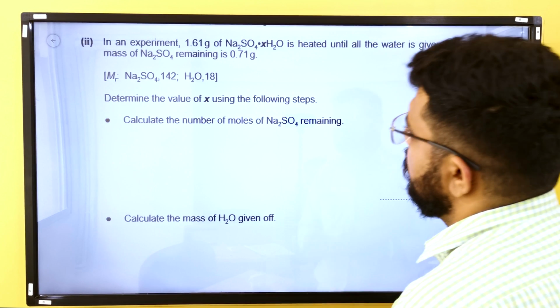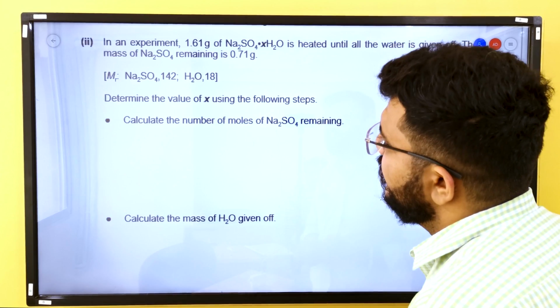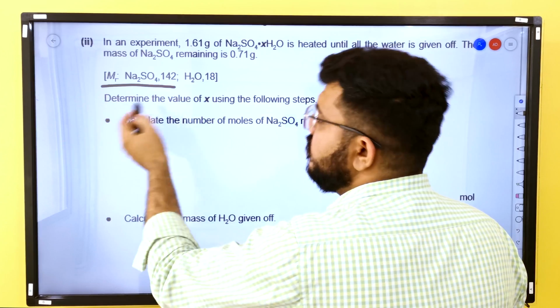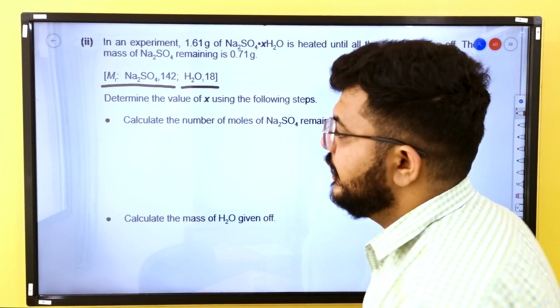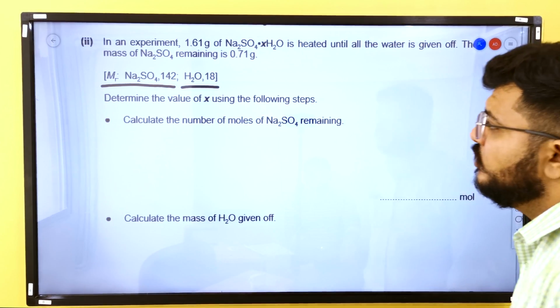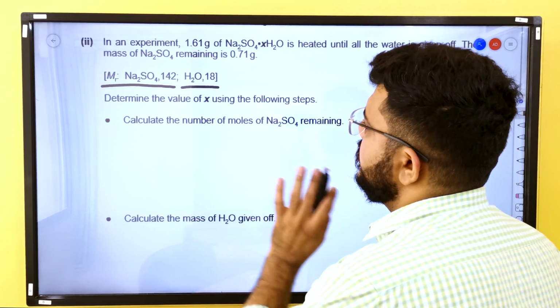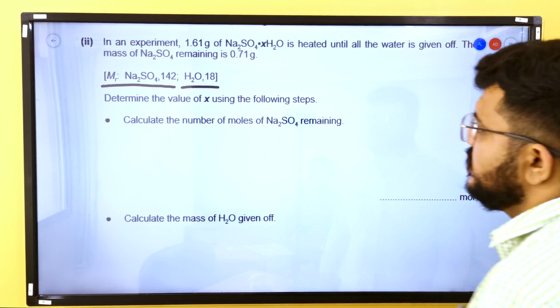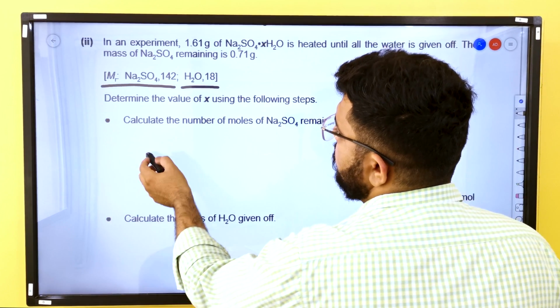The mass of sodium sulfate remaining is 0.71 gram. The relative molecular mass of sodium sulfate is 142, water is 18. Determine the value of X using the following steps. Number 1. Calculate the number of moles of sodium sulfate remaining. Now, what is the number of moles?